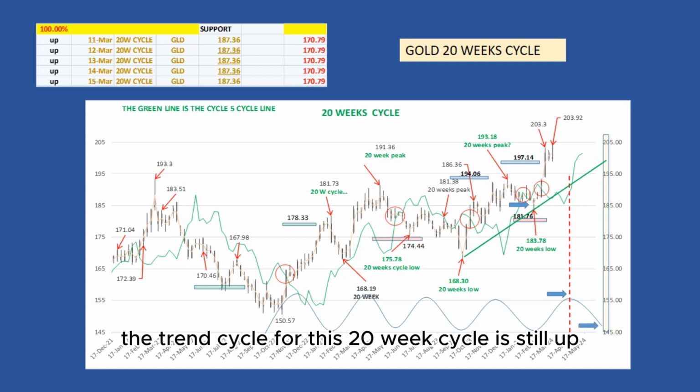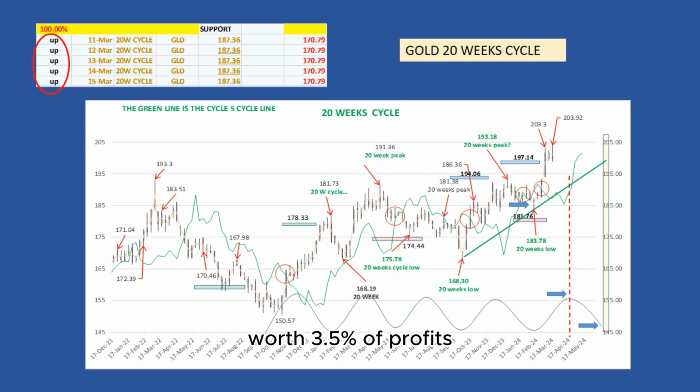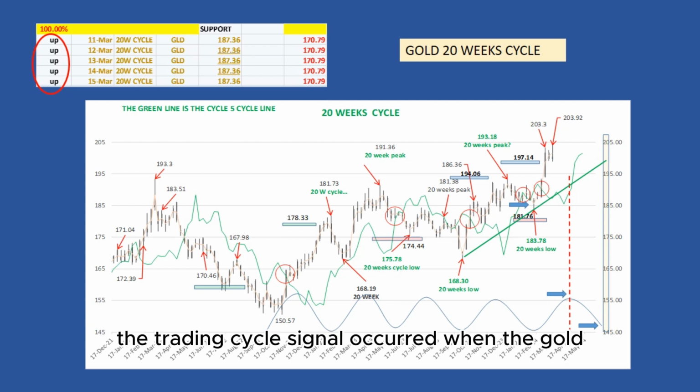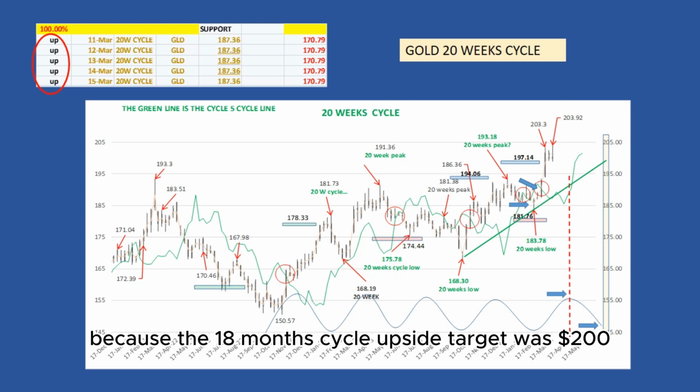The trend cycle for this 20-week cycle is still up. Trading this cycle was very rewarding, making $6 or 3.5% in profits. The trading cycle signal occurred when the gold ETF crossed above its cycle at 190.46, providing an upside target at 197. This was the minimum target because the 18-month cycle upside target was $200.